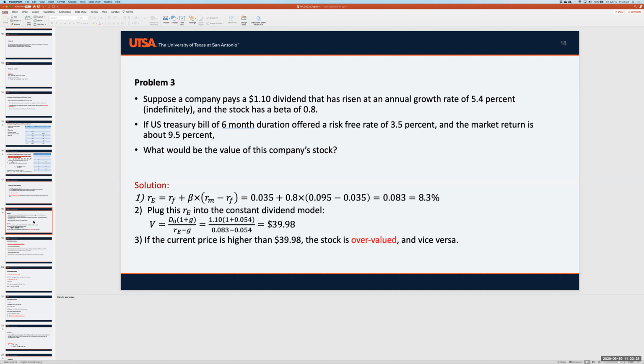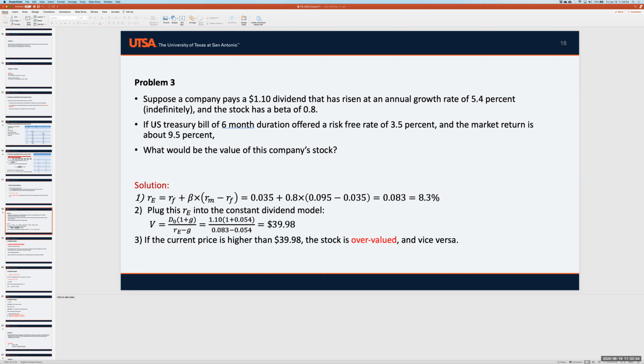So the question simply gives all the values for us, and we are using this formula. What is the required rate of return? The required rate of return equals the risk-free rate plus the beta of this stock multiplied by the difference between market return and risk-free rate. So all is given. We know the risk-free rate, we know the beta, we know RM, we know RF, and the RF is the US Treasury bill.